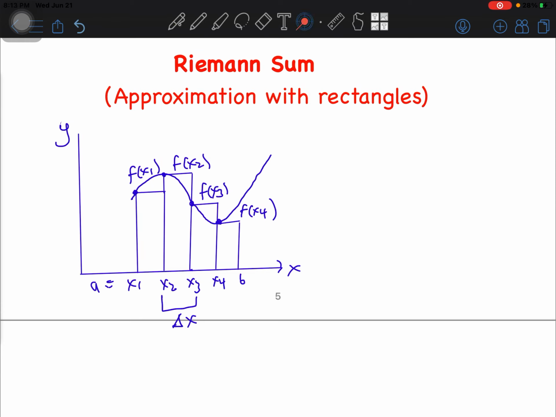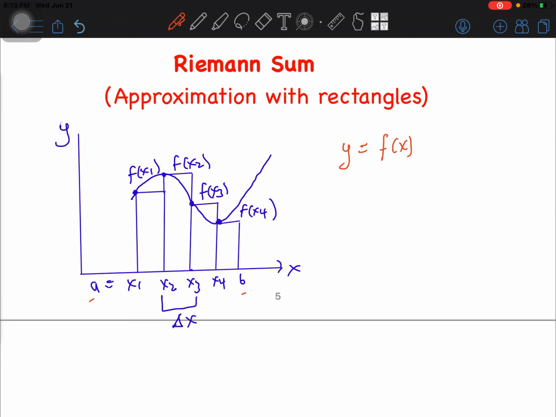As you can see over here, this is a curved graph. We can use these rectangles to approximate the area under this curve, which can be given as y equal to f of x, a continuous function over an interval, maybe a to b. Riemann summation can be accomplished with the use of summation notation, and therefore we also take a look at that.